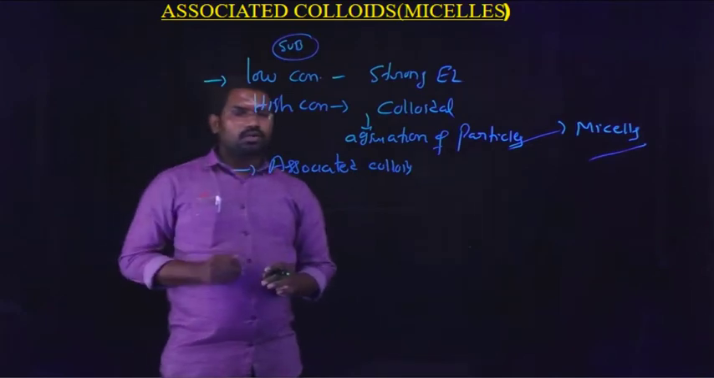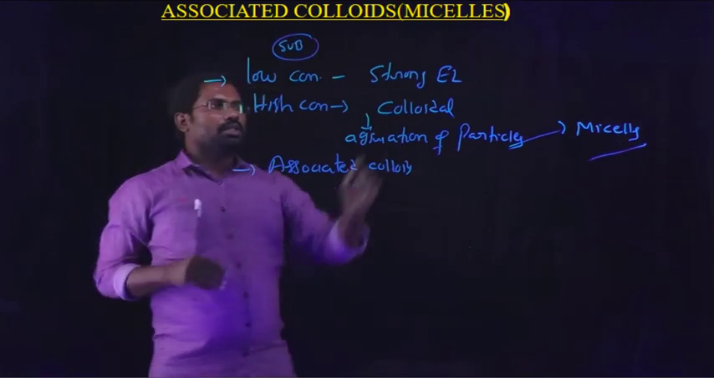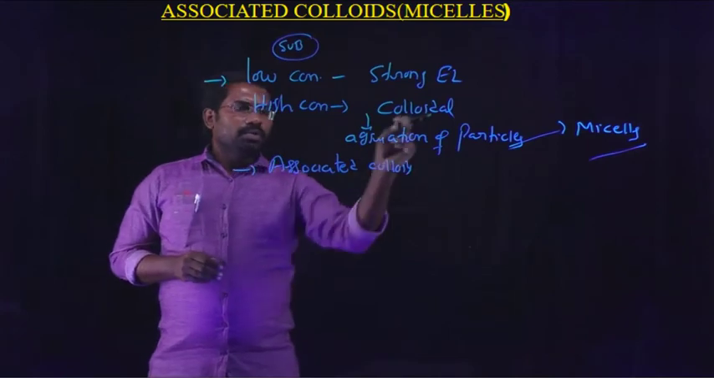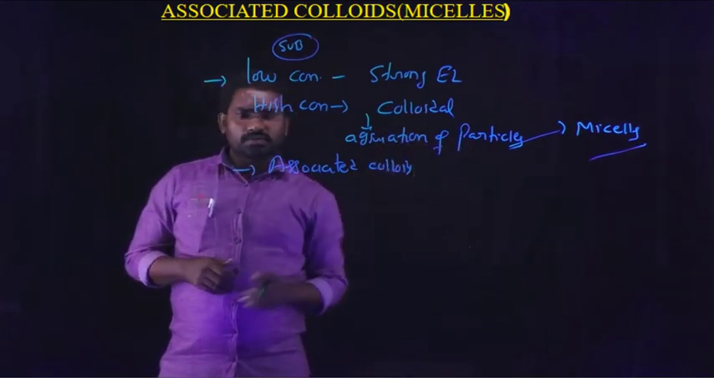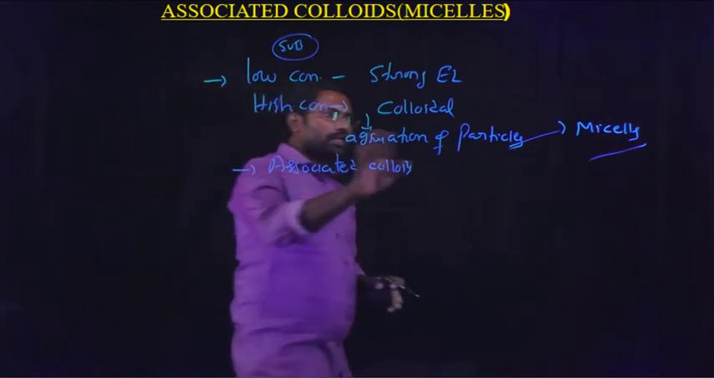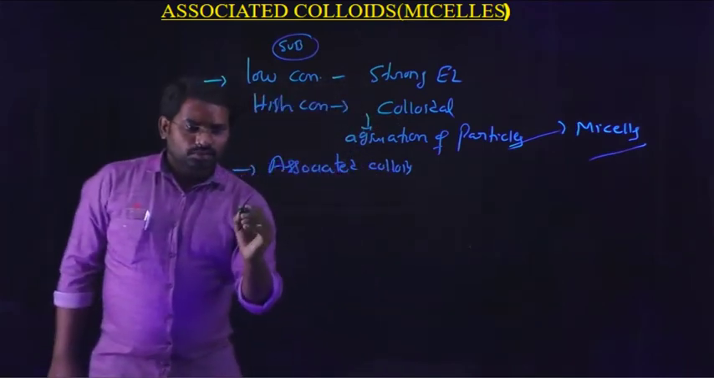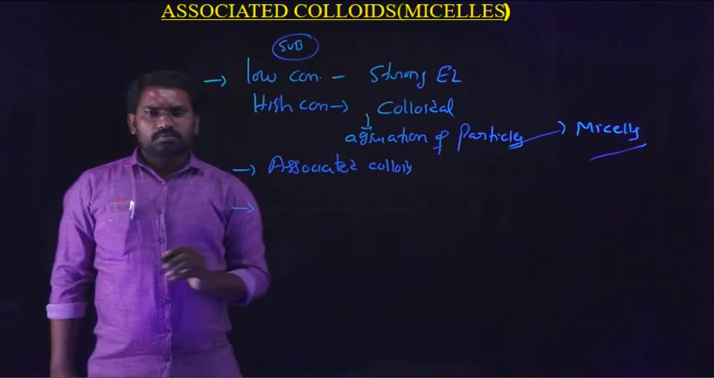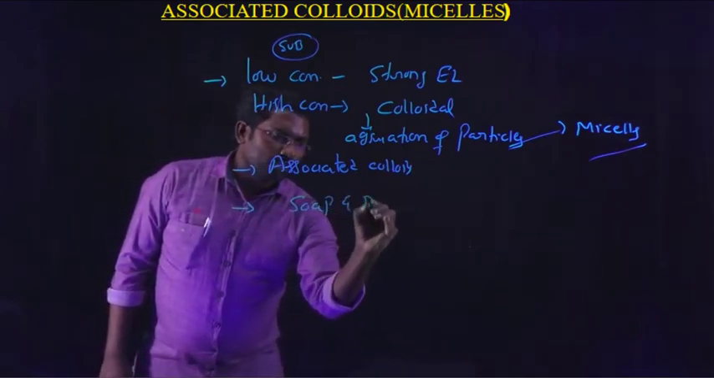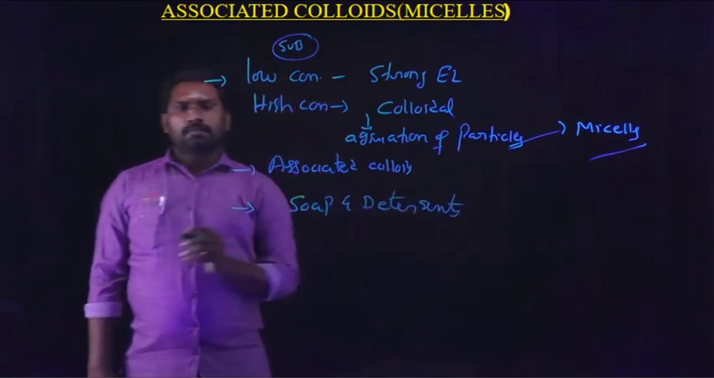So what are associated colloids? They are micelles. Some substances at low concentration behave as strong electrolytes, but at high concentration they behave with colloidal nature due to the aggregation of the particles. Such colloids are called associated colloids, and the aggregated particles are called micelles. The best examples for micelles are soaps and detergents.